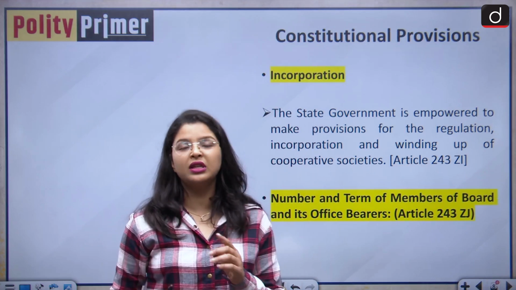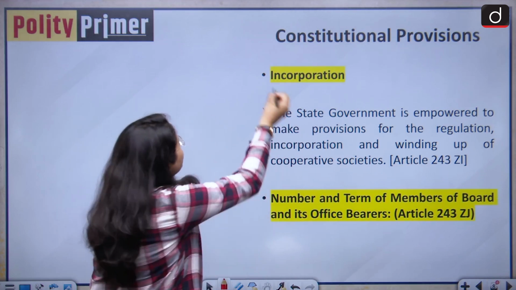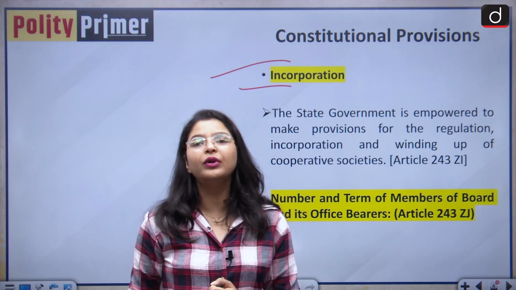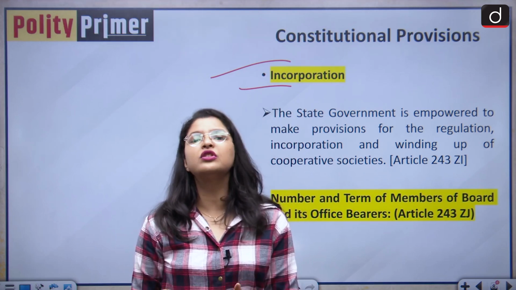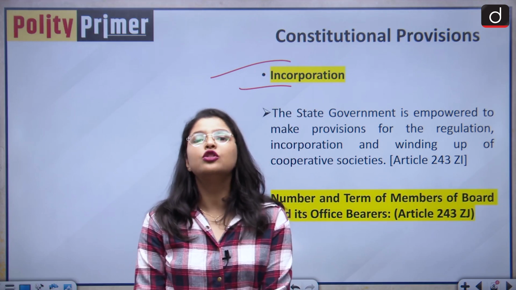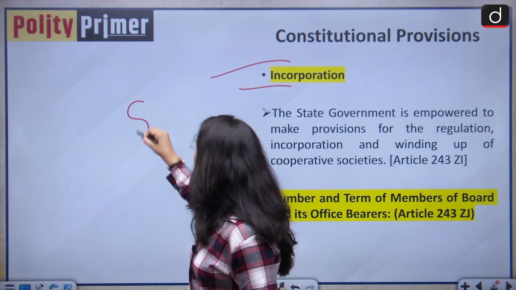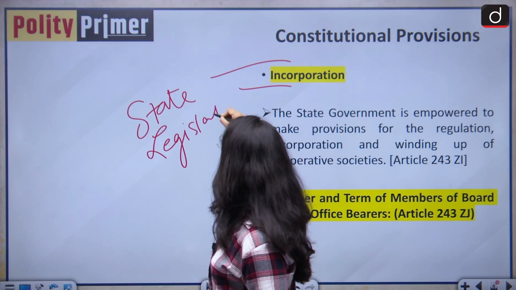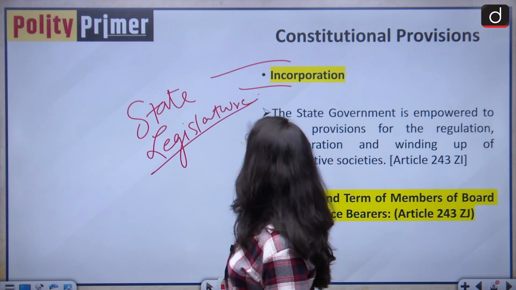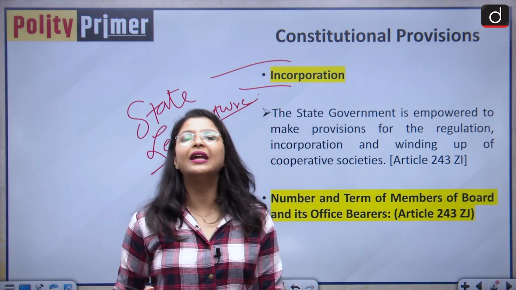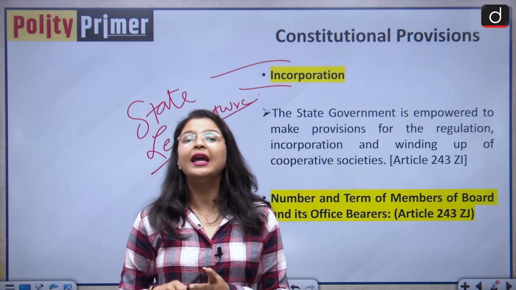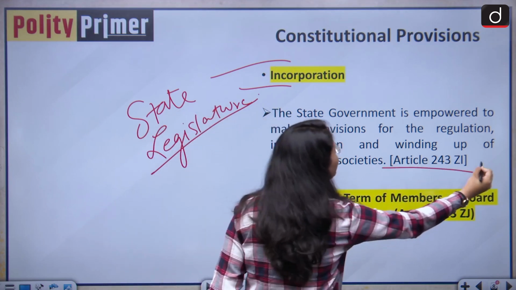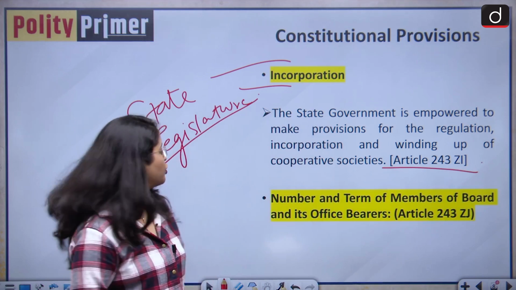So basically the first key change that has been introduced is the incorporation of the cooperative societies. And who has the power to incorporate, regulate and lay down provisions for the winding up of a cooperative society? So basically the state legislature. The state legislature has the complete power to make any kind of provision for regulation, incorporation and winding up of the cooperative society, and this has been mentioned under Article 243ZI of our Indian Constitution.